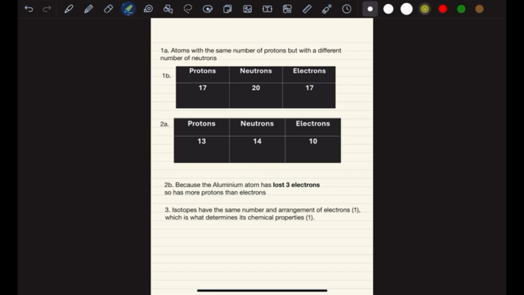Then, with the number of neutrons, we would have had to do the mass number minus the number of protons, which would have got us 20. 37 take 17 is 20. And that would be how we worked that out. Cool. Then we had an aluminium ion for question 2.